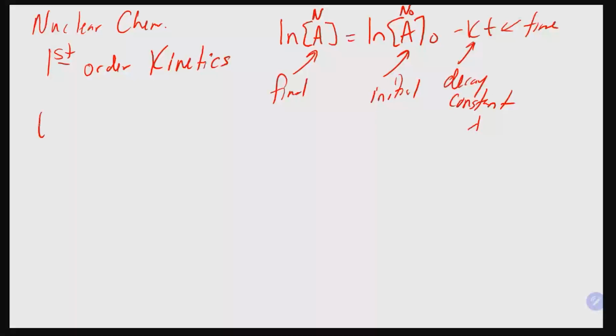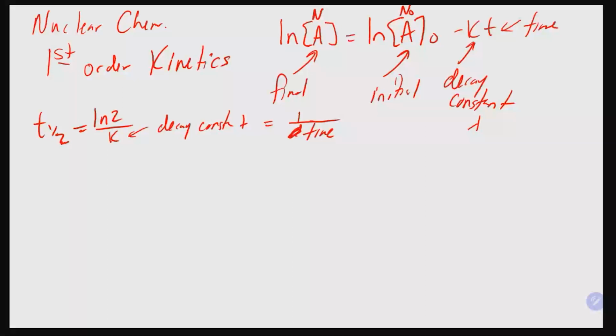With that is the half-life equation, which for first order kinetics is this one. The half-life is equal to the natural log of 2 divided by the decay constant. Usually the decay constant has units of 1 over a unit of time, could be 1 over seconds, hours, days, weeks, years, whatever it may be.